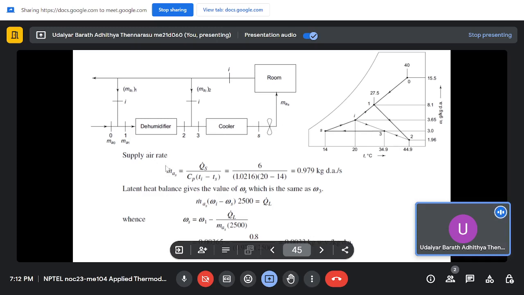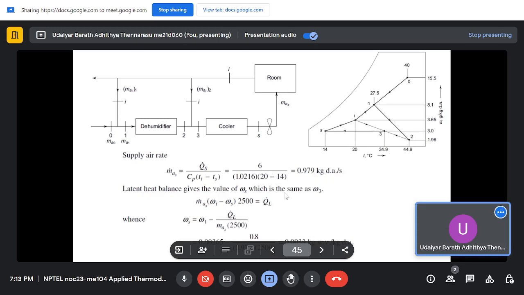So mass of air supplied: Q of sensible heat in room is m dot A Cp delta T. So we can find out mass of air using that. So Q of sensible heat is 6 kilowatt divided by Cp of air 1.0216 into delta T. You are supplying it at 14 degrees Celsius and the room is at 20 degrees Celsius. So 20 minus 14, which will come out to be 0.979 kg of dry air per second.